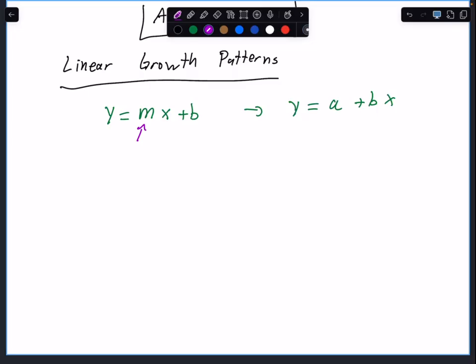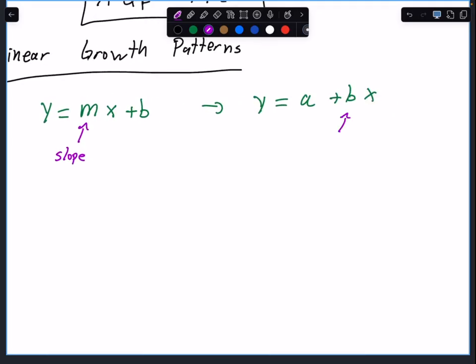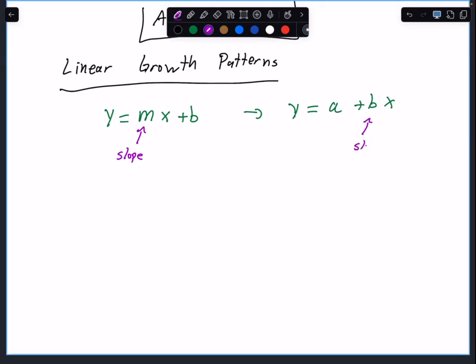In this problem, the m represents what we traditionally call in math, slope. Over here, b is also the slope, but we can also call it what in the wording that we used yesterday? What can we also call slope? Part of it's in our title. Well, it's linear, but it's the growth factor.